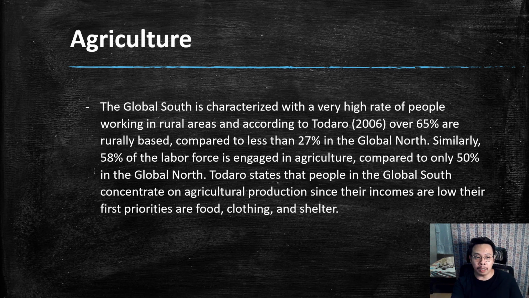In agricultural terms, the global South is characterized with a high rate of people working in rural areas. According to Michael Todaro in 2006, over 65% are rurally based compared to less than 27% in the global North. Similarly, 58% of the labor force is engaged in agriculture, compared to only 50% in the global north. Now, Todaro states that people in the global south concentrate on agricultural production, since their incomes are low, their first priorities are food, clothing, and shelter.